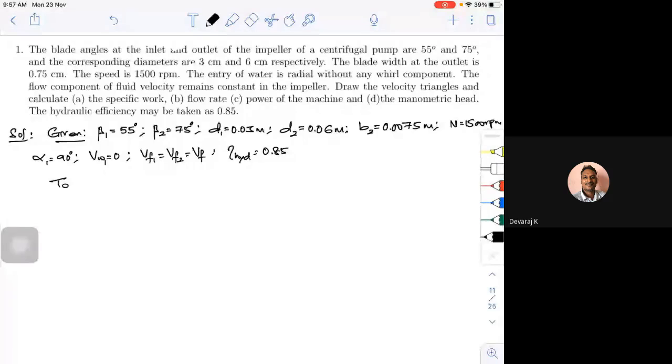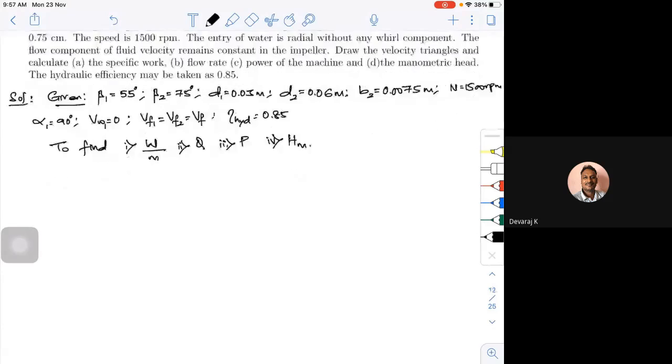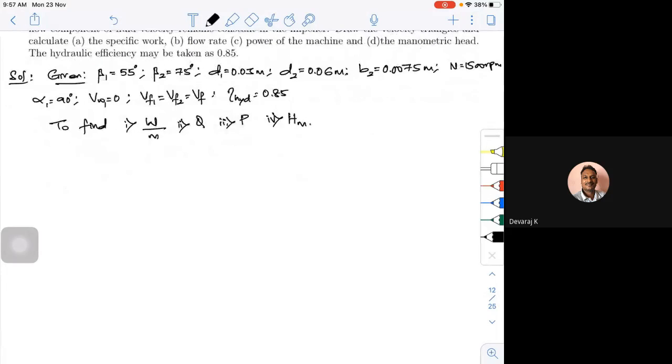Now what we are supposed to do? We are supposed to find four quantities one by one. The first one is the specific work, that is W by M, and the second quantity is my discharge. The third quantity is the power, and the fourth quantity is the manometric head. So these are the quantities which we are supposed to find. So the first and foremost thing we'll do is try to draw the velocity triangles.